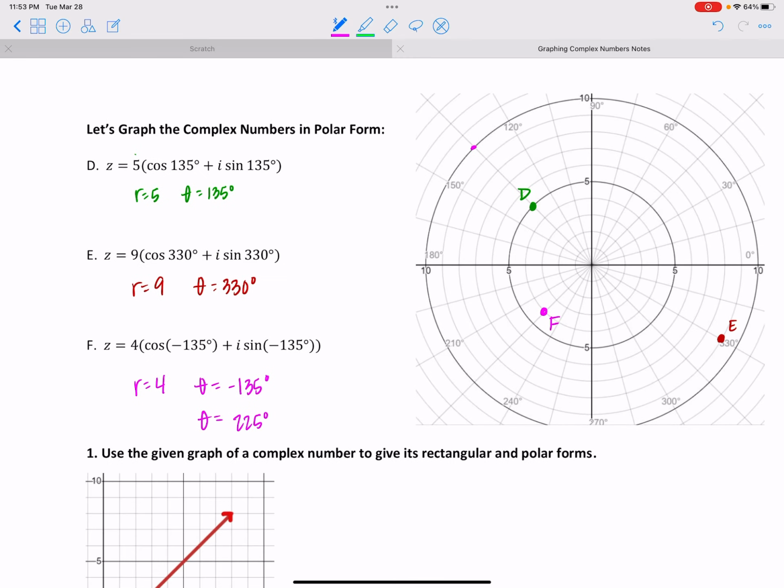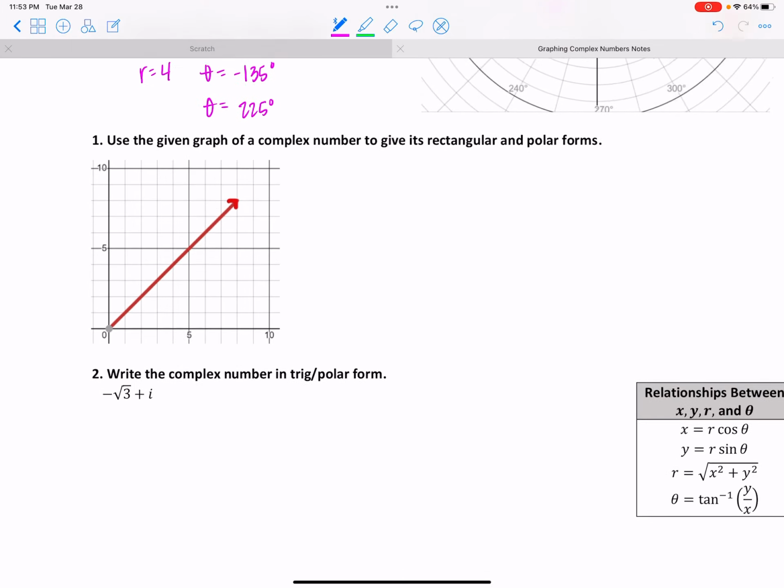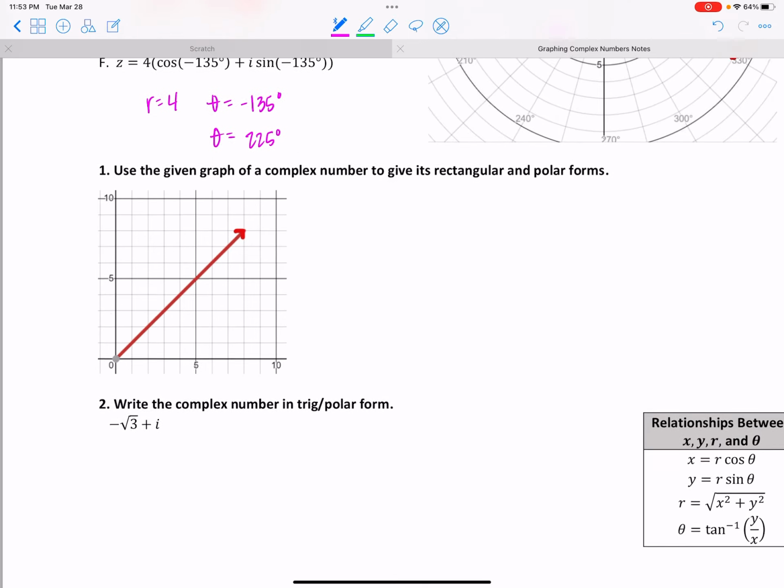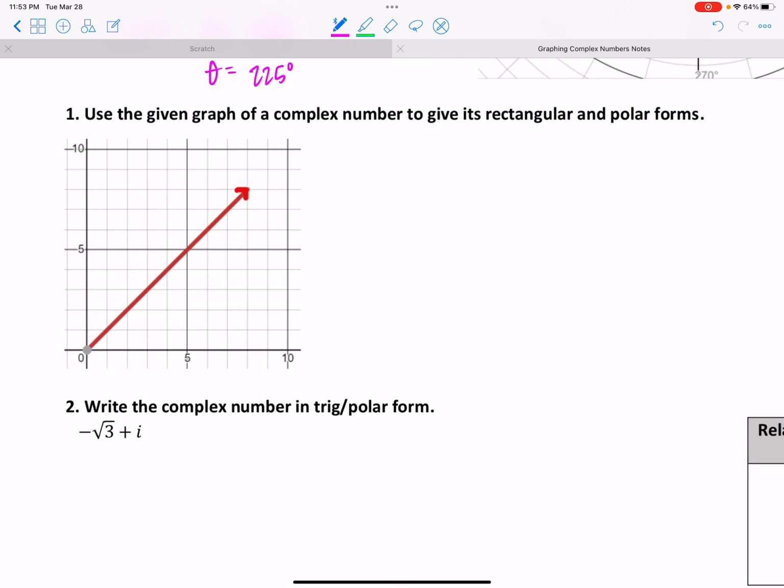So the graphing actually isn't too bad. It's understanding what you're looking at and being able to go from one form to another. Let's try a few more problems just to make sure we can read what's happening here and understand all of the information.